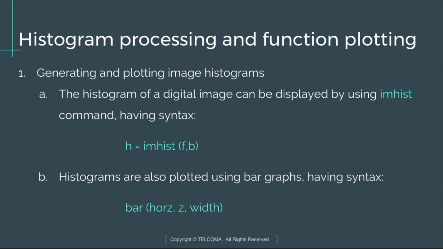Histograms can be plotted by using a bar graph also. For this purpose, the following function can be used: bar(horz, z, width), where z is a row vector containing the points to be plotted, horz is a vector of the same dimension as z that contains the increments of the horizontal scale, and width is a number between 0 and 1.